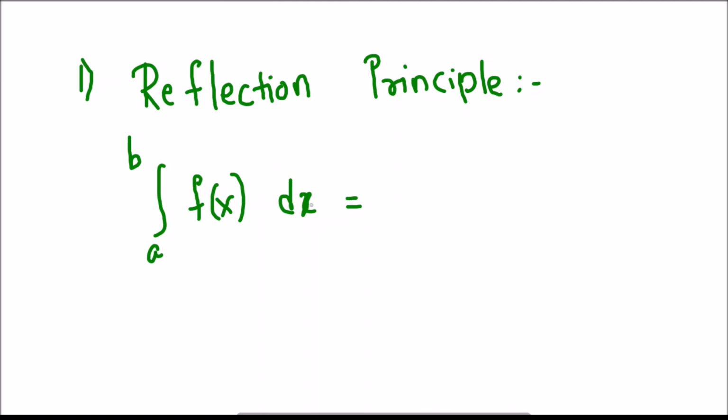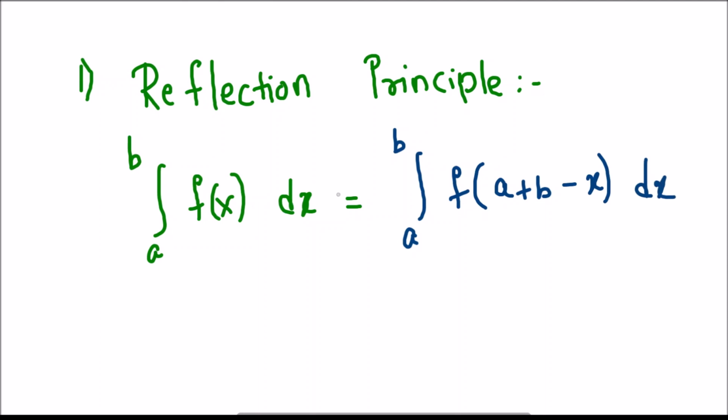It says that to integrate a function from a to b, that is the same as integrating the function with x replaced by the lower limit plus the upper limit minus the variable. When you solve this integration, the integral on the left side and the right side are equal. So this is what the reflection principle says. This is the first thing I'm going to use.